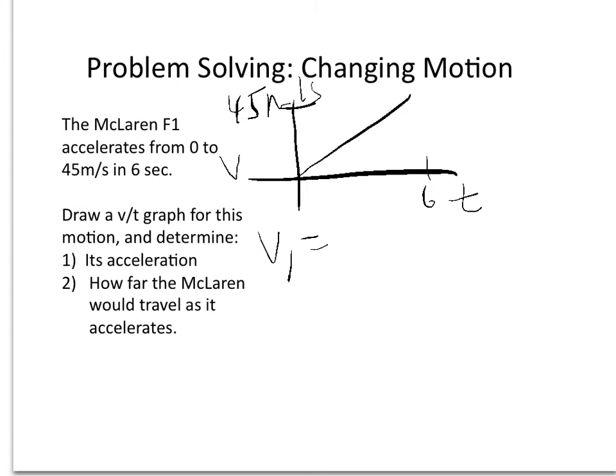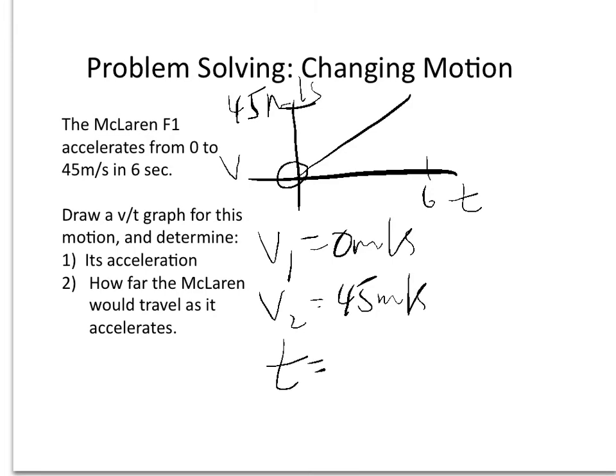I have velocity 1. What was the first speed the car ever had? So that was 0 meters per second. V2 was the second speed that they gave us. That was 45 meters per second. And in this problem, they gave us that the time was 6 seconds. Just based on these two things, I should be able to use the two algebra formulas that we talked about a minute ago to get into this question.